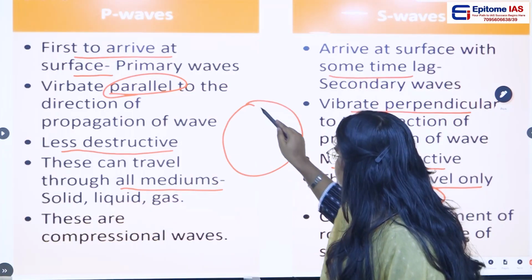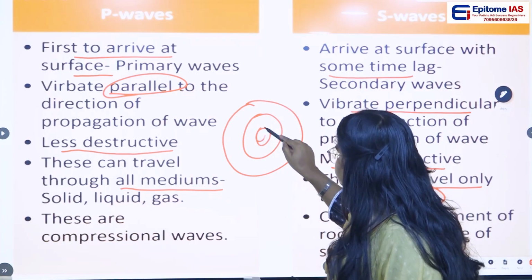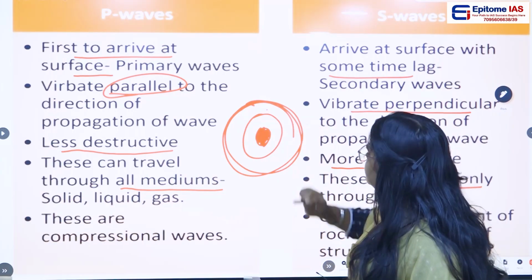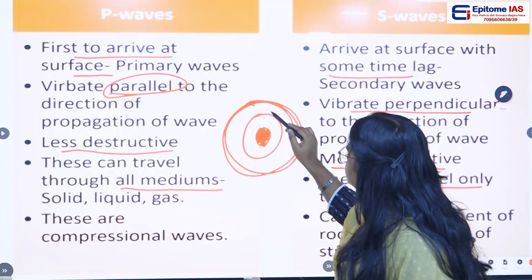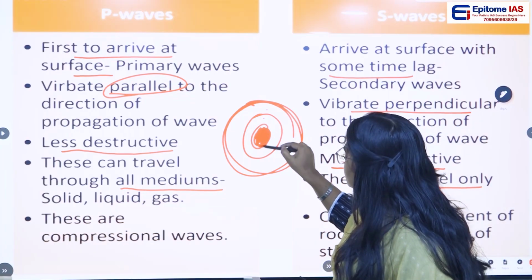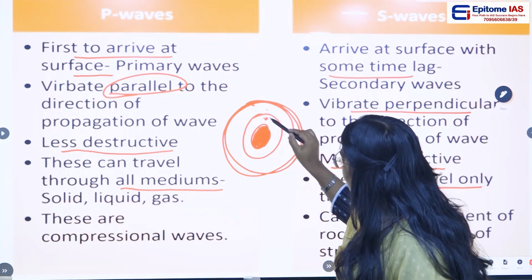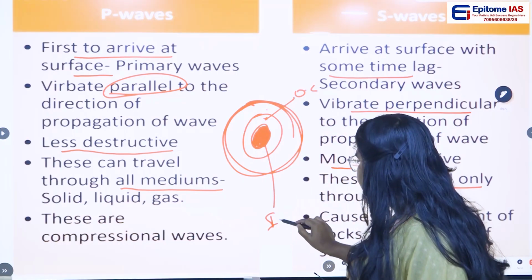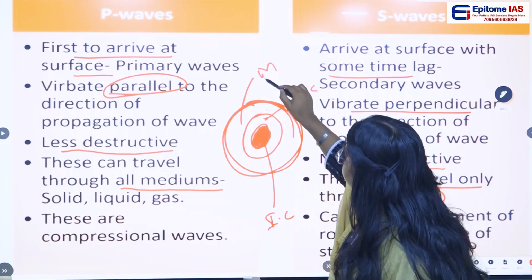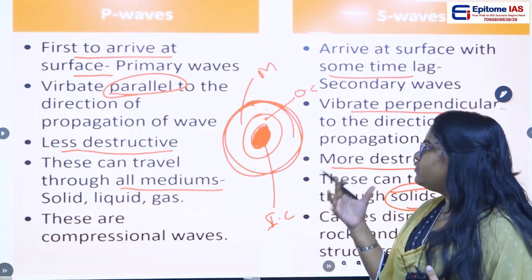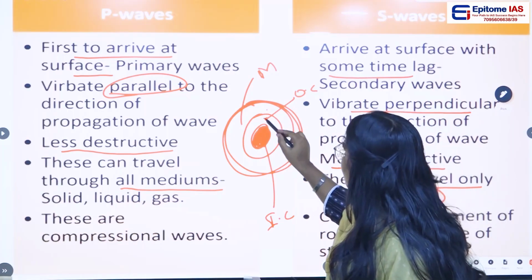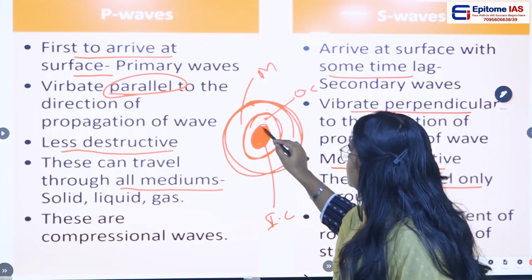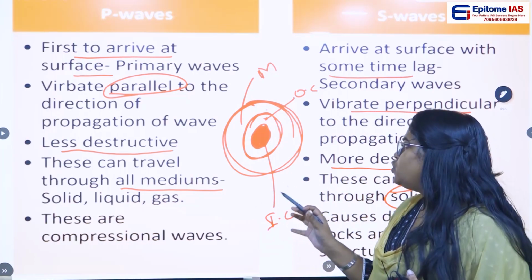We all know the interior of the earth. Let's say this is the crust, the outer layer, and this is the mantle, the inner layer, and we have the core. Let's say this is the outer core, and this is the inner core. We all know that the mantle is somewhat solid. The outer core is a liquid, and the inner core, again, is solid. So what happens?